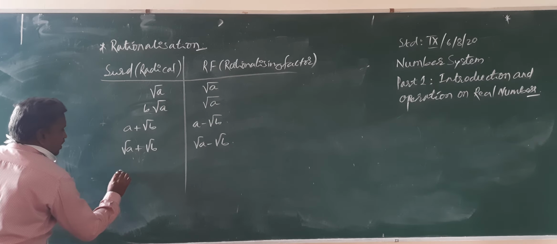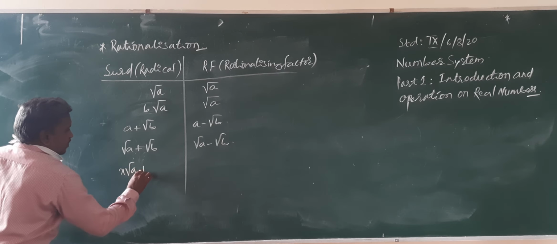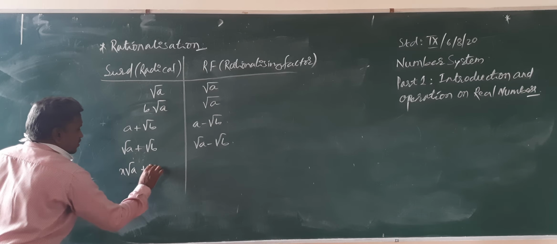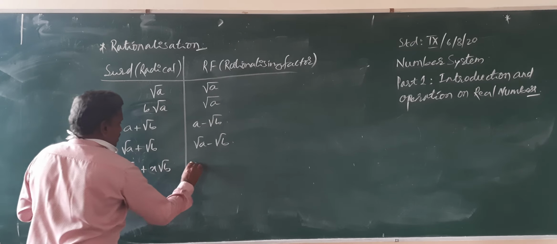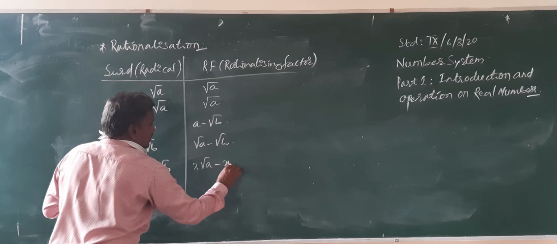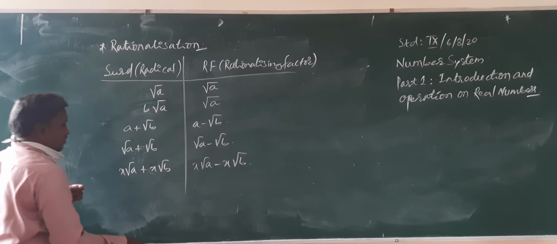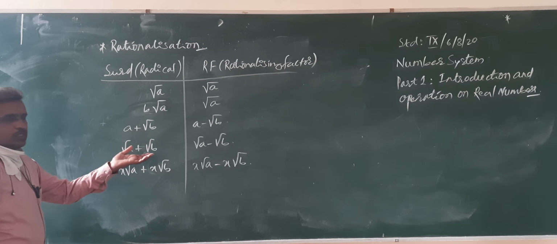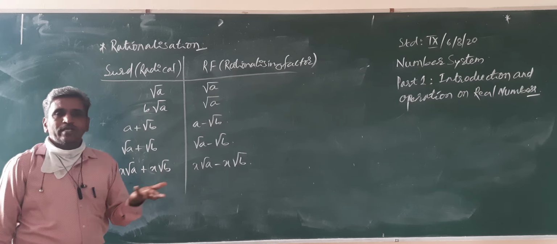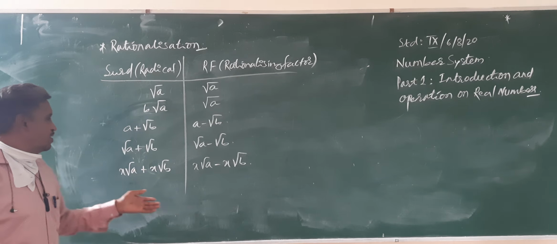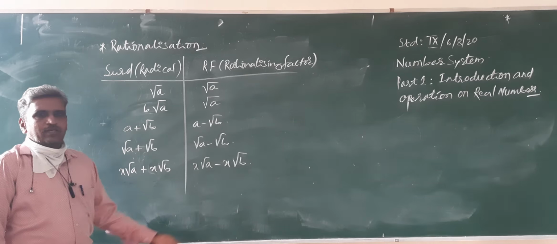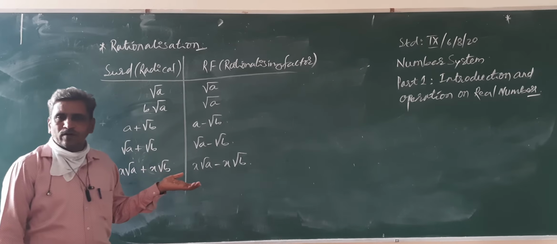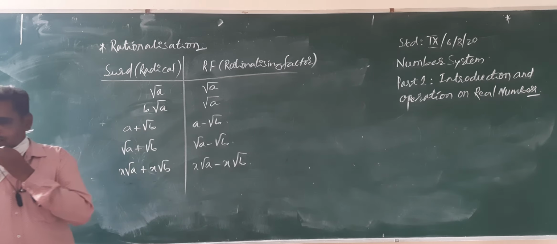So for x root a plus x root b, whatever you take, the factor is x root a minus x root b. That's what we got. Understand, the only thing is applying a plus b, a minus b gives a square minus b square. Here also a plus b, a minus b. You multiply, you get the rational factor, and then you have to simplify to put it as a rational number.